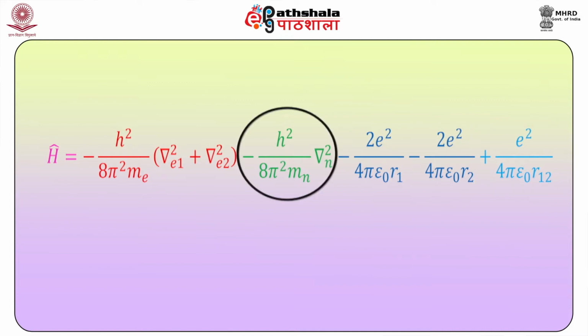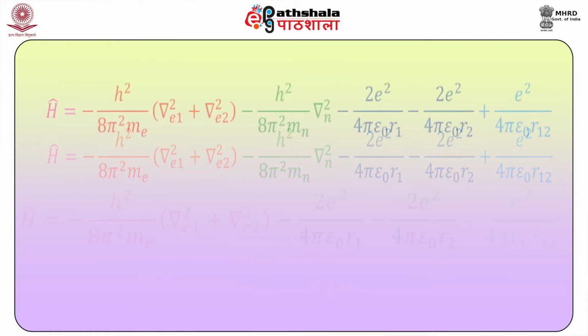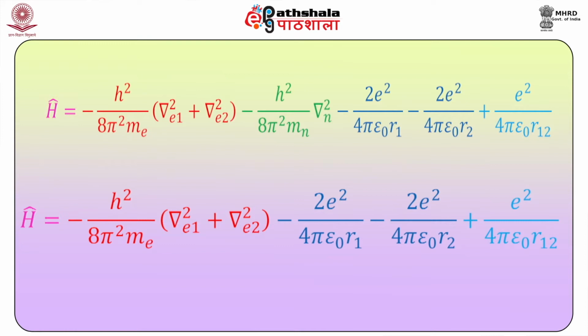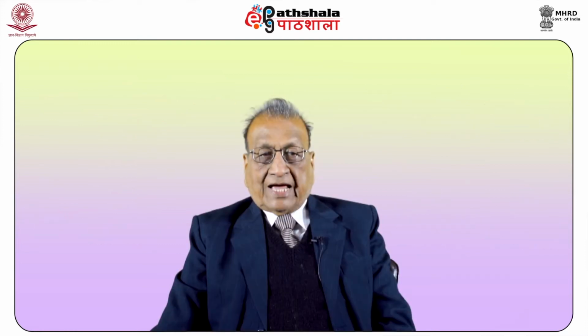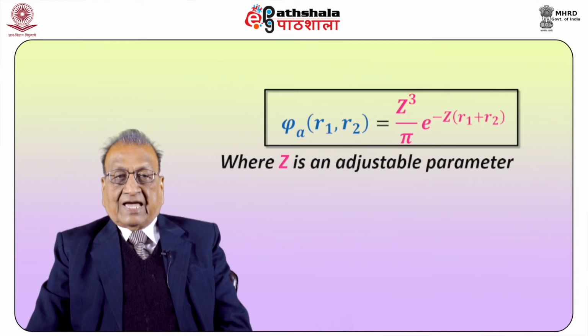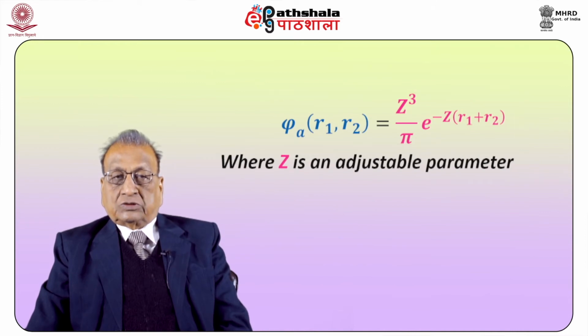If the nucleus is very heavy, we can neglect the kinetic energy of the nucleus, and we write the Schrodinger equation simply like this. Now we have the exact Hamiltonian, but now the problem is, what is the wave function that we must choose? For this purpose, we take a guidance from hydrogen atom, and we write the approximate wave function as, the only thing is we choose the charge as an unknown adjustable parameter and go ahead with the solution of the Schrodinger equation with this approximate wave function.